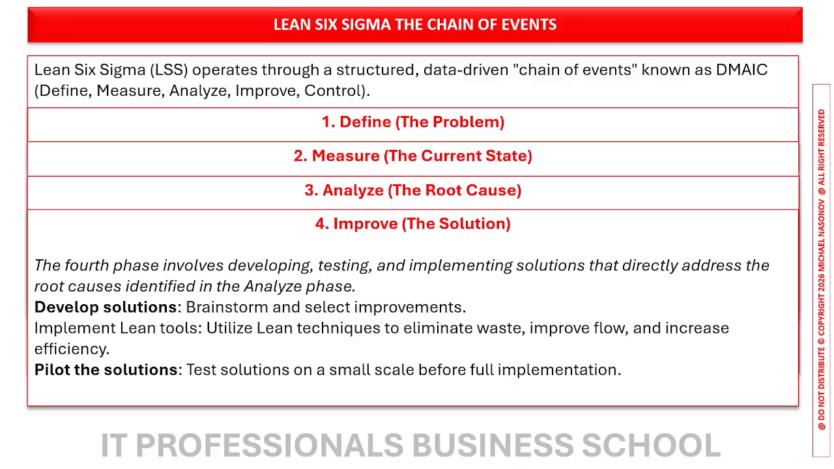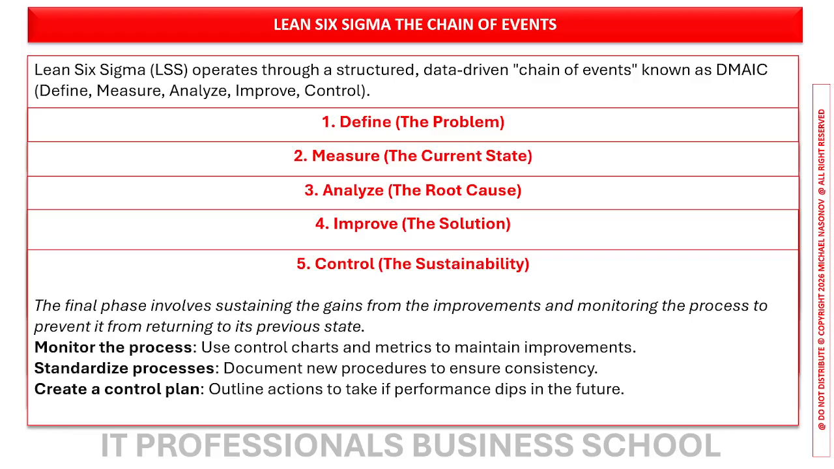Improve. Improve means the solution. The fourth phase involves developing, testing, and implementing solutions that directly address the root causes identified in the analyze step. It involves two sub-steps. Develop solutions, for example, brainstorm and select improvements, and implement lean tools and techniques. And pilot the solutions, which means testing solutions on a small scale before full production implementation.